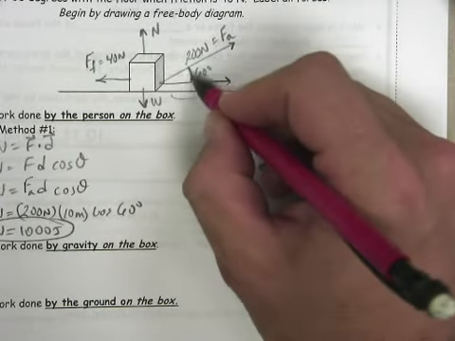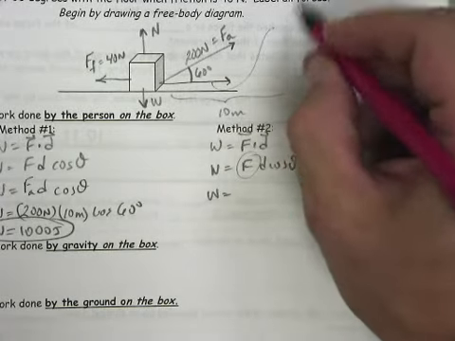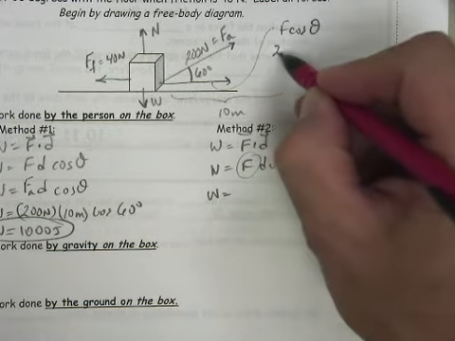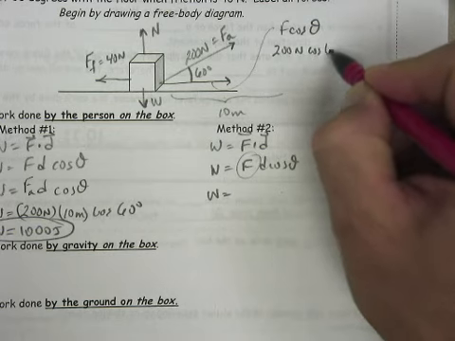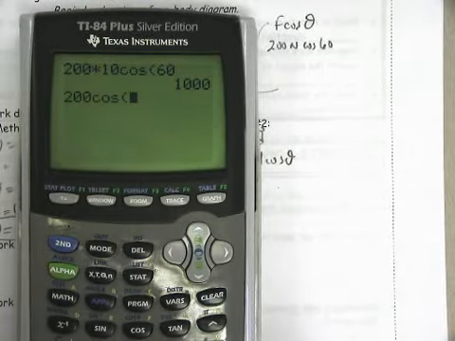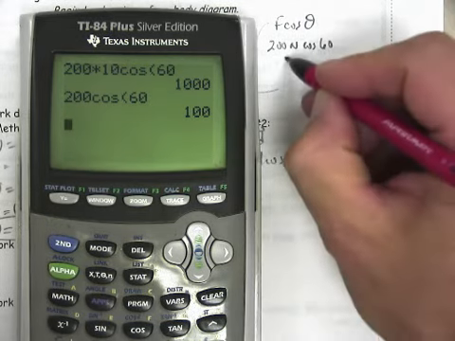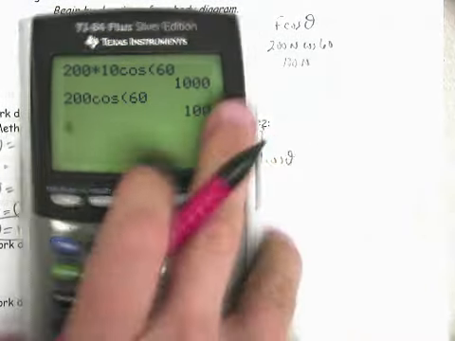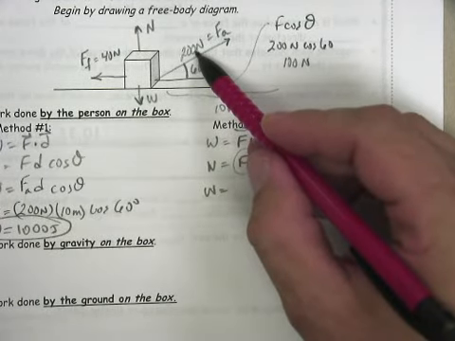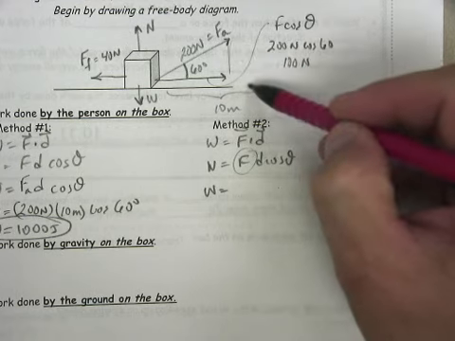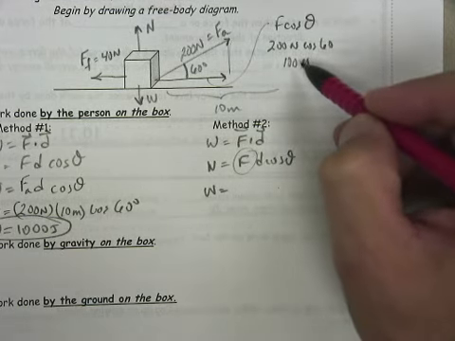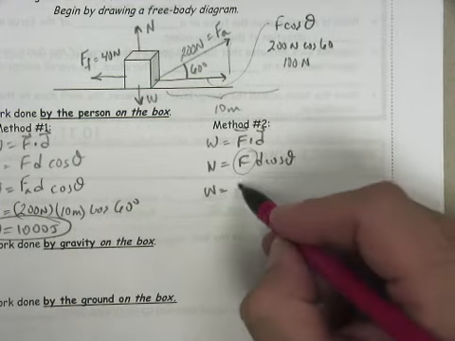So this is actually the adjacent side, so this becomes F cosine theta. So that's going to be 200 newtons cosine 60 degrees. Plug that in, 200 cosine 60, and we get 100 newtons. So you could say, well, yeah, 200 newtons, but not all of that 200 newtons is doing work on the box, because some of that is perpendicular to the motion. Right here, I calculate how much of that force is actually doing work, and I calculated it to be 100 newtons. So I could put 100 newtons in there.